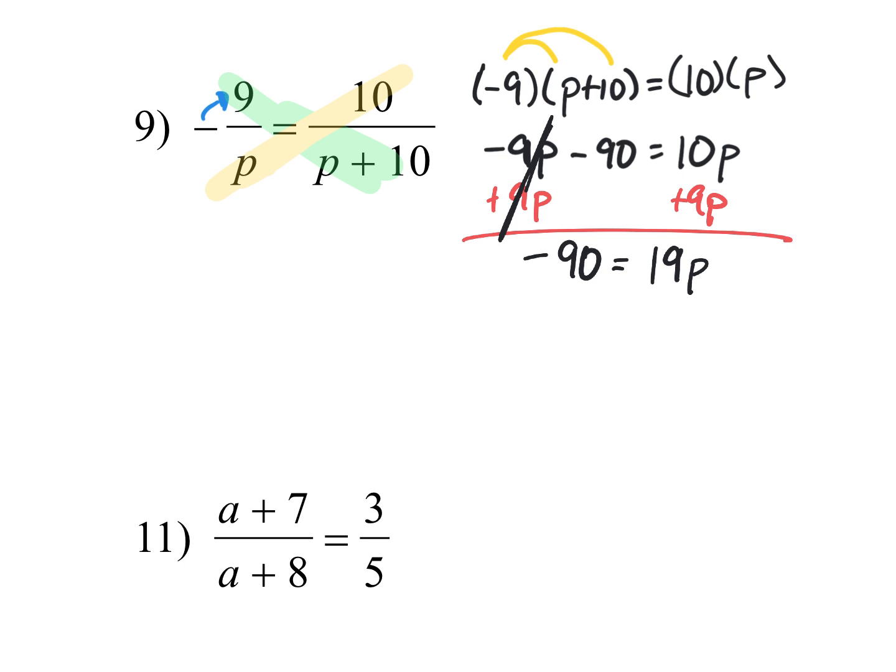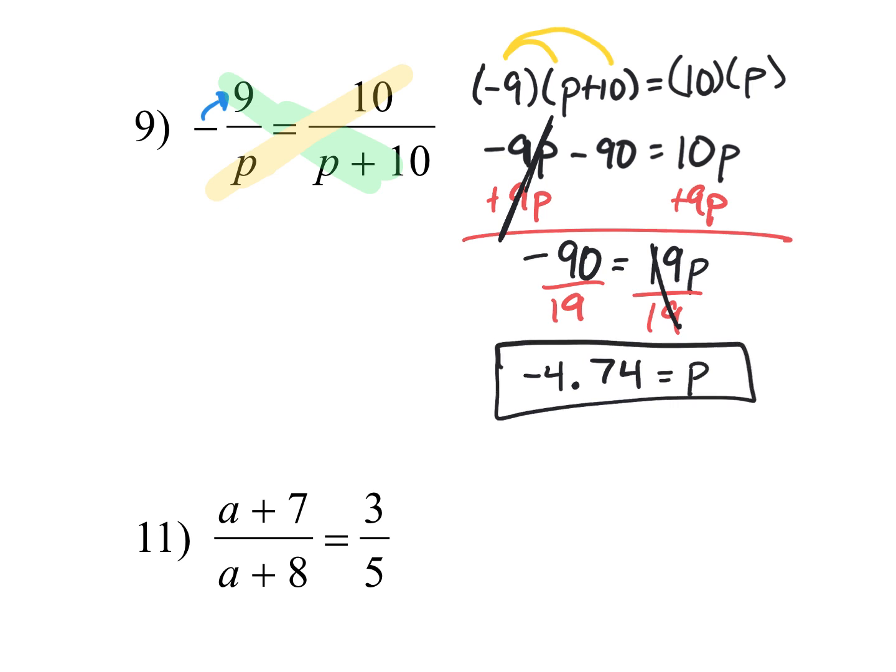Now, to get p by itself, you want to divide both sides by 19. And you end up with negative 90 divided by 19. And you get out a crazy decimal. I ask you to at least do 2 decimal places. So you would get negative 4, and then it's 0.736. Well, that would become 0.74. So negative 4.74 is equal to p.